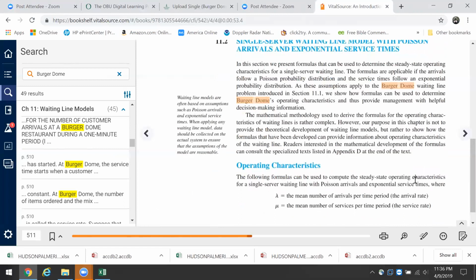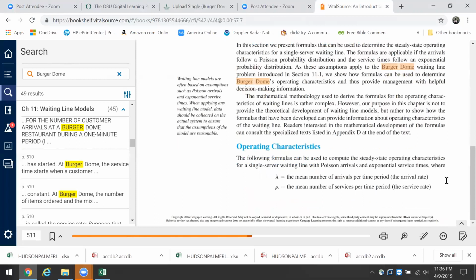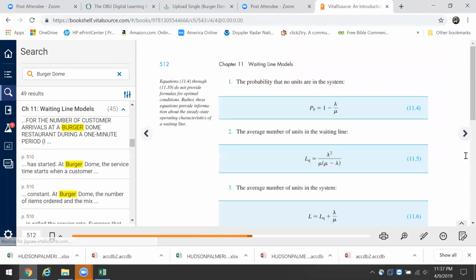And then we start to look at the operating characteristics, and they refer us over to Appendix D if you really want to know about the mathematical development of the formulas. And here we have the characteristics. The mean number of arrivals per period, that's the arrival rate. And then we have the mean number of services per time period, the service rate. And so we're getting those, and then we'll go on through the operating characteristics.